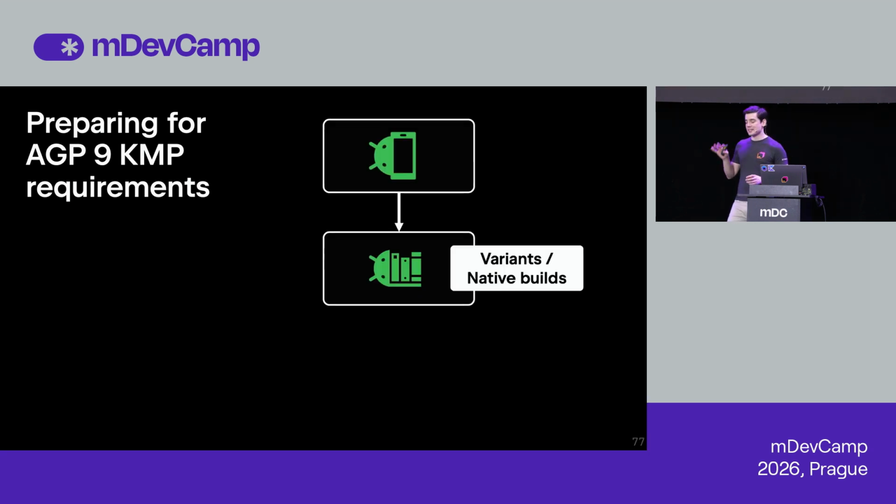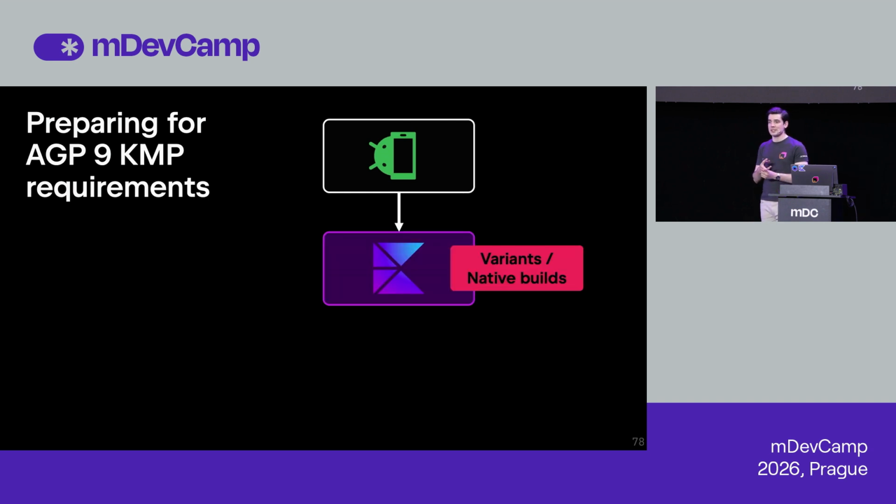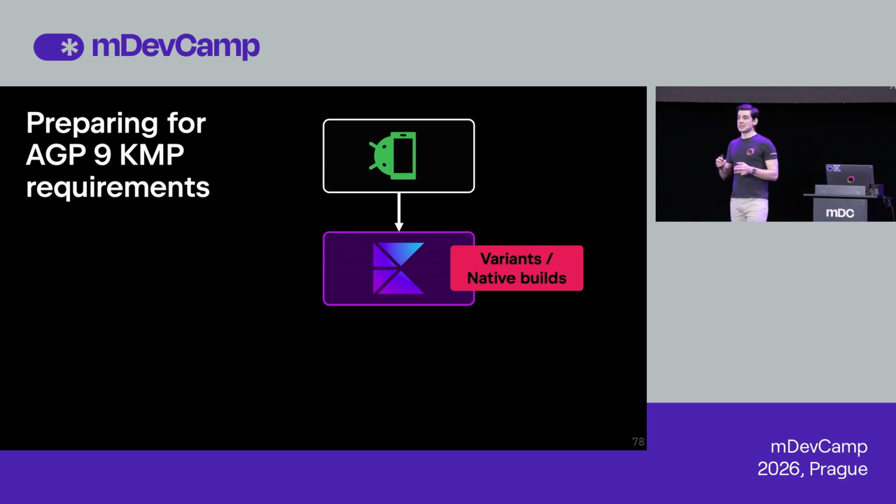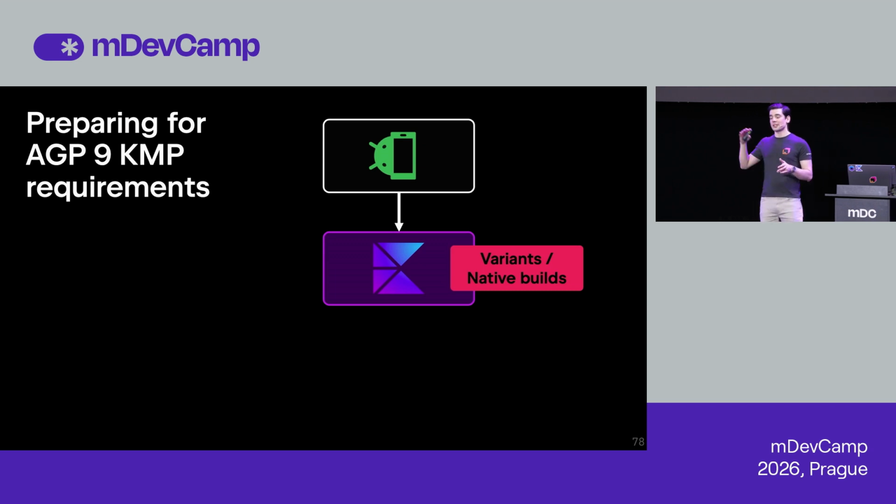So one of these things is that if you have library modules that work either with variants or native builds, these things are unfortunately not supported in Kotlin Multiplatform libraries anymore. So for the purposes of the Android Gradle plugin, Kotlin Multiplatform libraries are single variant, so you can't have different flavors. You can't have different things for debug and release builds. So you'll have to move any code that deals with variants or native builds into different modules.